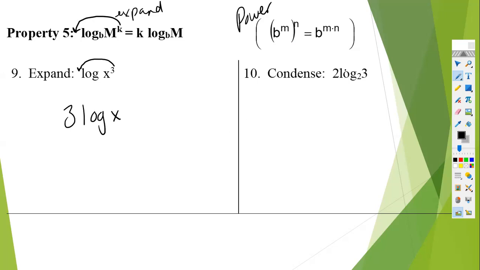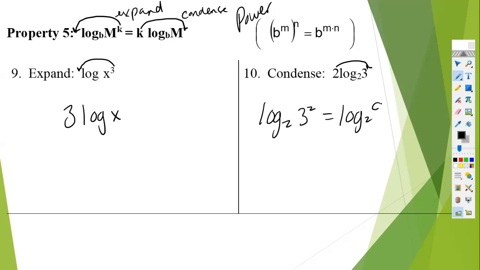All right. When you're condensing, you're going the other way. You're turning your coefficient into your power. When you're condensing, you're turning your coefficient into your power. So what is our coefficient? 2. So it becomes log base 2, 3 squared. What is that?